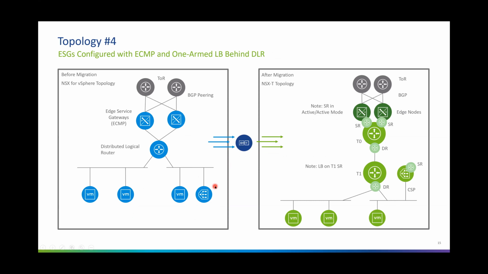So when I go to migrate, in order to get that load balancer service, I'm going to need to instantiate an SR component again. So I'm going to get the T0 with my active edges from my ECMP, my SR components that are active. I get my tier 0, I get my DR for the tier 0. I get a T1 that does my routing, my DR, but then I also get an SR component, which is in the edge node. And that SR component is what's replacing the load balancer that we migrated.